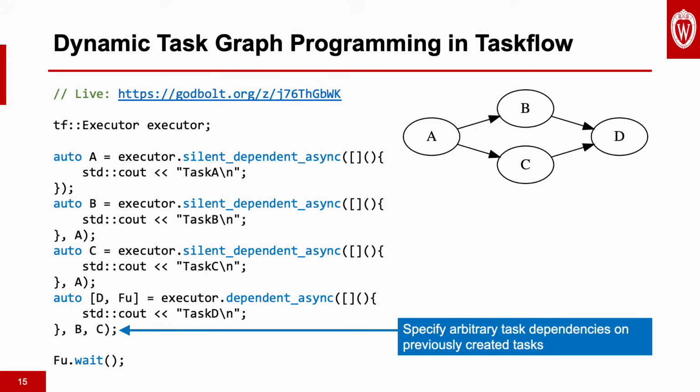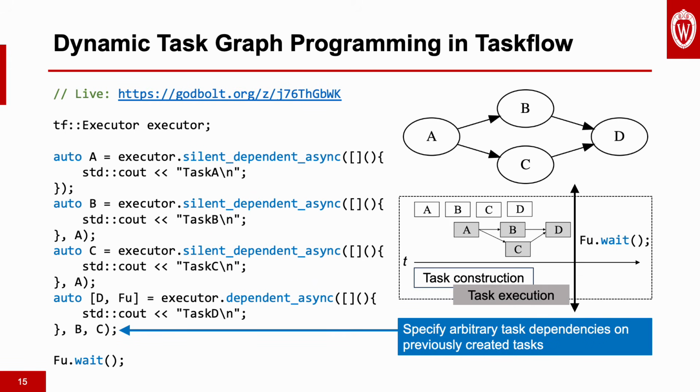For example, when creating task D over here, I pass B and C as the last 2 arguments, indicating that task D cannot start until both B and C finish. More importantly, when you create a dependent async task, the runtime will start its execution immediately whenever its dependencies are met. So the task graph construction can overlap with task graph execution.